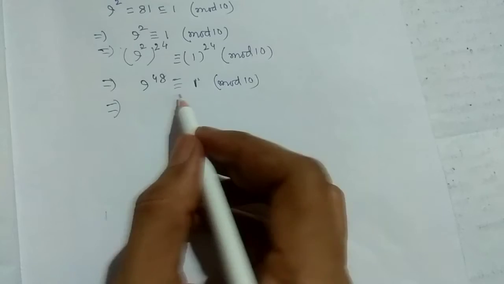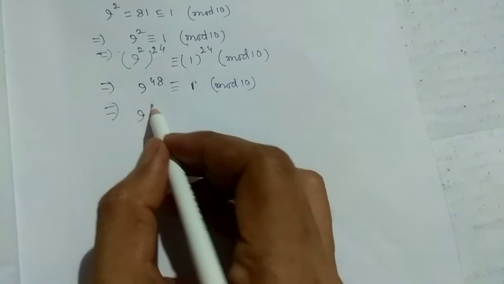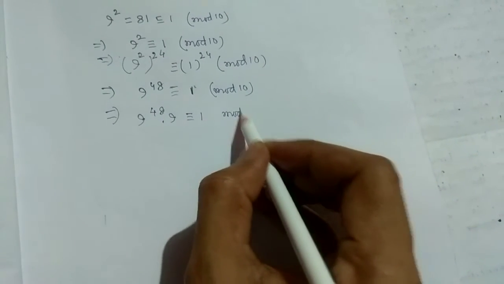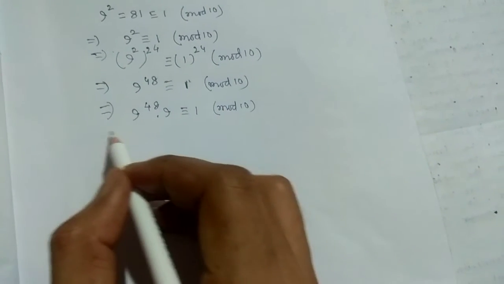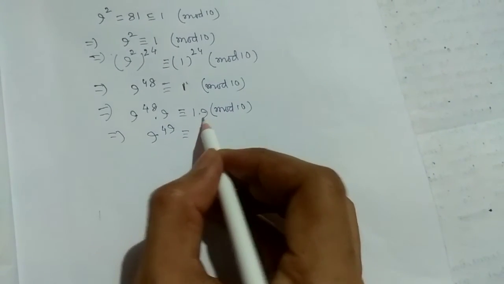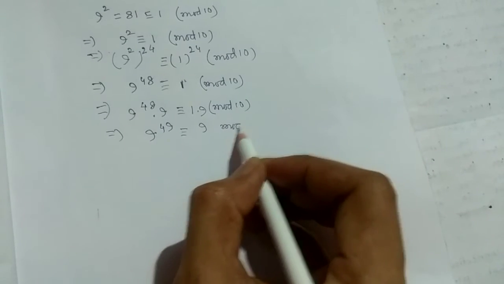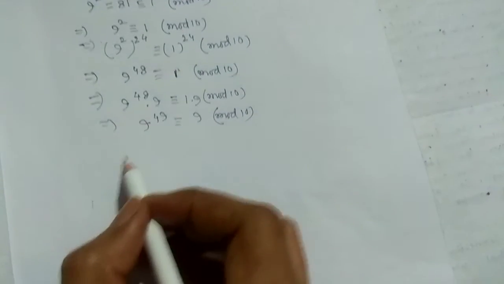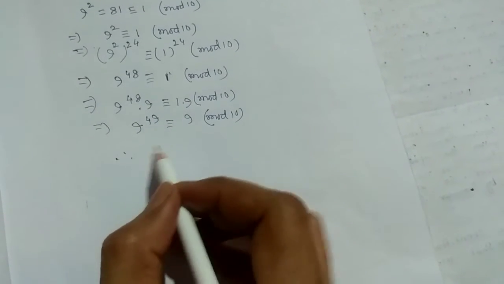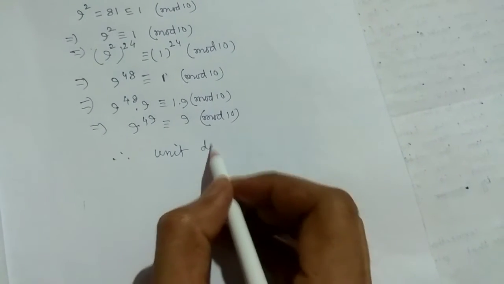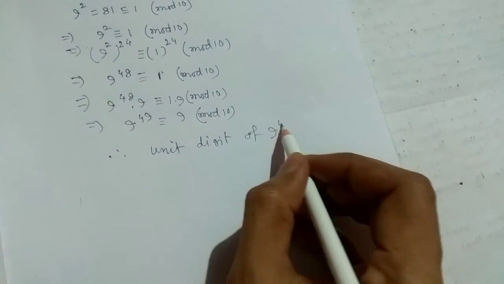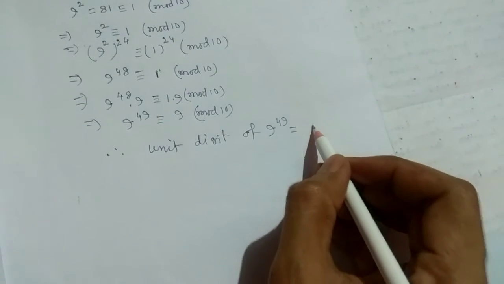So we multiply both sides by 9. So 9 to the power 48 into 9 is congruent to 9 mod 10, and 9 to the power 49 is congruent to 9 mod 10. So the remainder is 9. So the unit digit of 9 to the power 49 is 9.